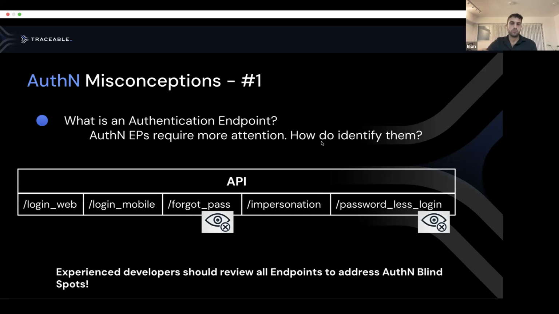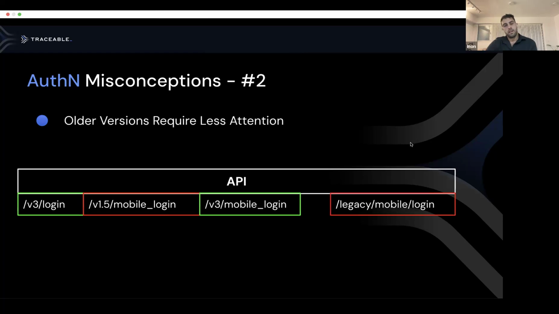So all of these endpoints should be considered as authentication and should have the right protection. Then another example for authentication misconception is that older versions require less attention. This is something that unfortunately I see in many companies. They would put a good authentication protection mechanism like rate limiting and captcha on the new versions of the login, but then they would forget to protect the legacy or the older versions of the login endpoints.